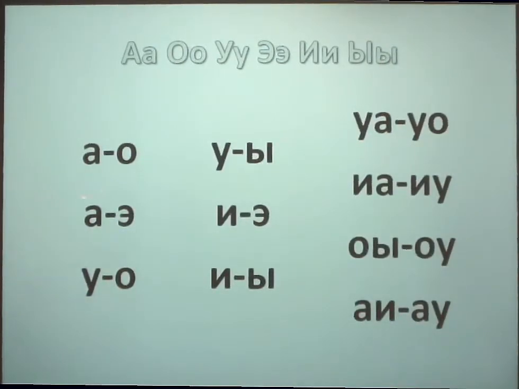А, О. А, У, О, У, И, И, Уа, Уо, Иа, Иу, Оу, Оу, Аи, Ау.